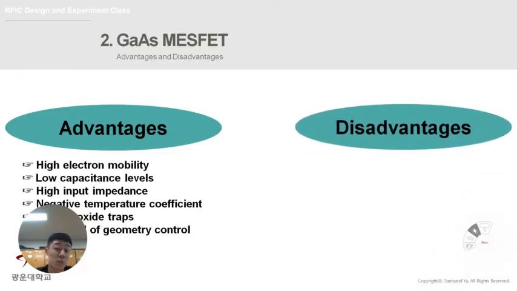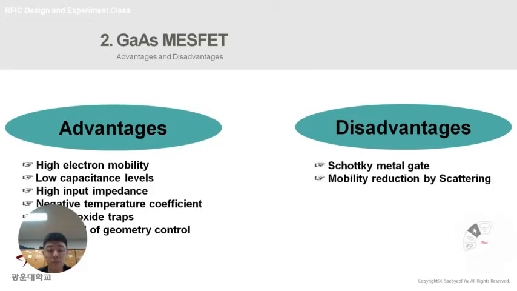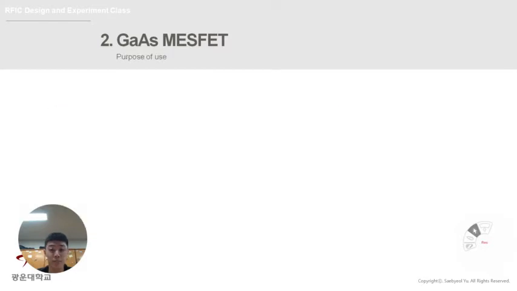Next one is about the disadvantages of using the gallium arsenide MOSFET. There are two disadvantages. The first one is the Schottky metal gate. Next one is mobility reduction by scattering.